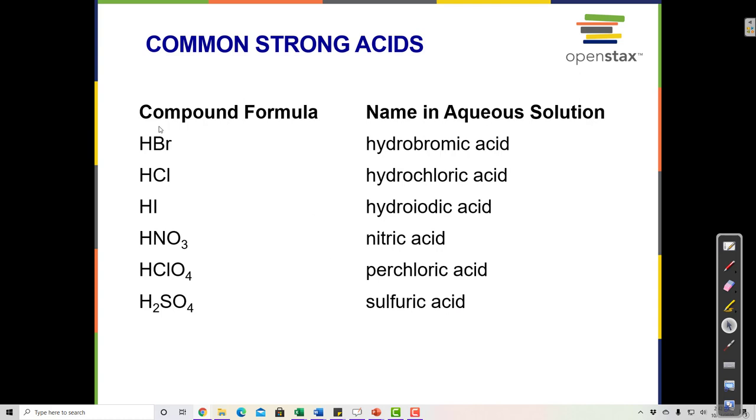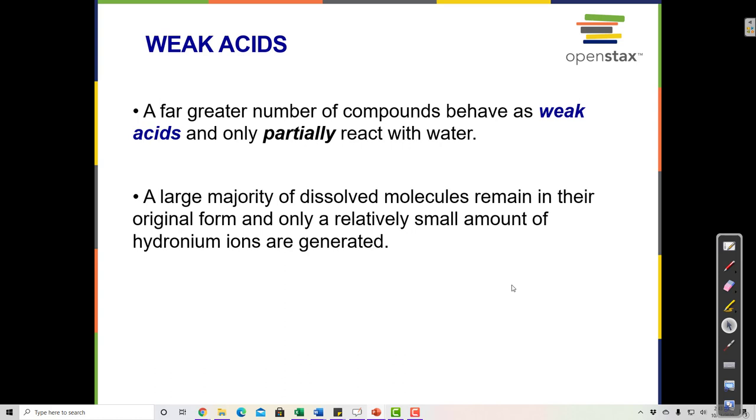So there's only six strong acids. This is it, just these six. But there are literally nearly an infinite number of acids. There's so many possible combinations of atoms that we can call acids, which means that there are six strong acids and there are infinity minus six weak acids. So almost every acid that you encounter is weak. There are lots and lots of weak acids, but there's only 6 strong acids. And what does a strong acid do? Well, a strong acid completely dissociates, and a weak acid does not completely dissociate.